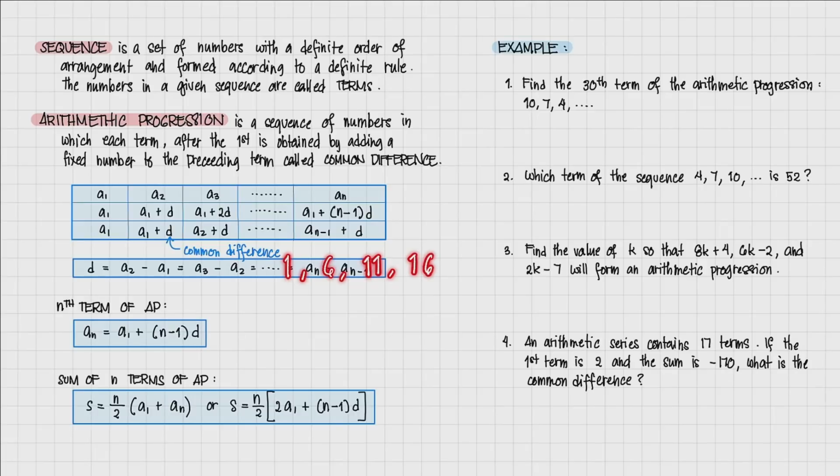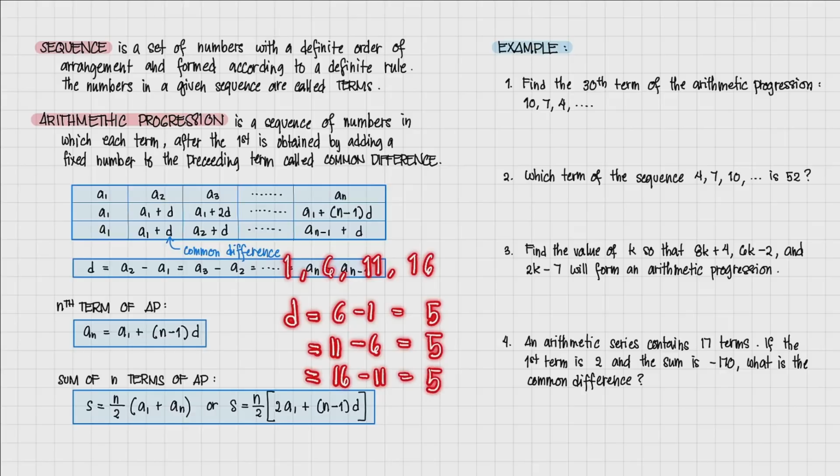How do you solve for the common difference? So the common difference, you're just going to subtract the preceding term from the term after it. So in this case, 6 minus 1 is 5. 11 minus 6 is 5. And 16 minus 11 is 5. So that's their common difference.